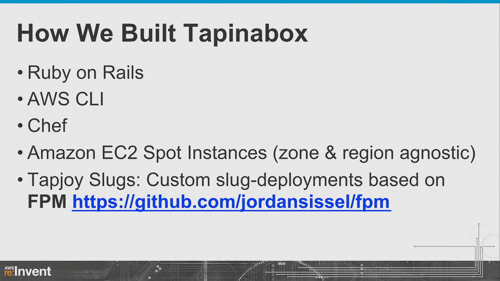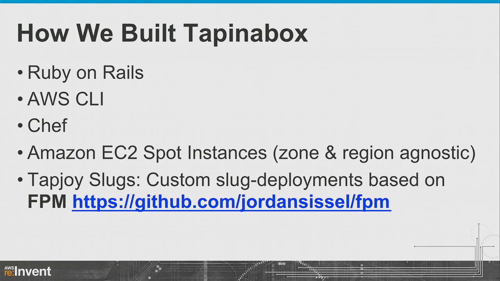So how did we actually build Tap in a Box? Well, we're a Ruby shop, so we used Ruby on Rails to build out the deploy board and do a couple of other things. We obviously use the AWS CLI because all of this is automated. A developer doesn't have to go in and boot anything up. It just happens, so we interact with that over the CLI. We're a big Chef shop. Every single server that we have running, whether it's in QA or production, is always chefed. That's really great because I can automatically bring up a box, and it's pre-configured, and it just works.